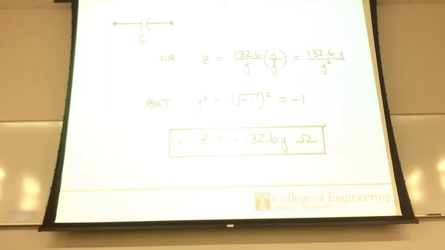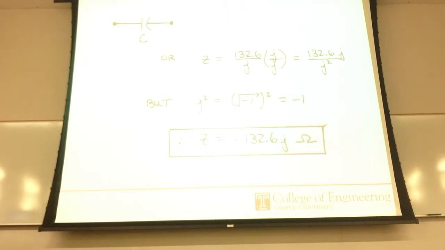Okay, so now we found the impedance of a capacitor. So far you have found the impedance of a resistor, the impedance of an inductor, and now the impedance of a capacitor: three elements in an electrical circuit. In the case of the resistor, it was simply a real number. But in the case of the inductor and the capacitor, they are complex values.